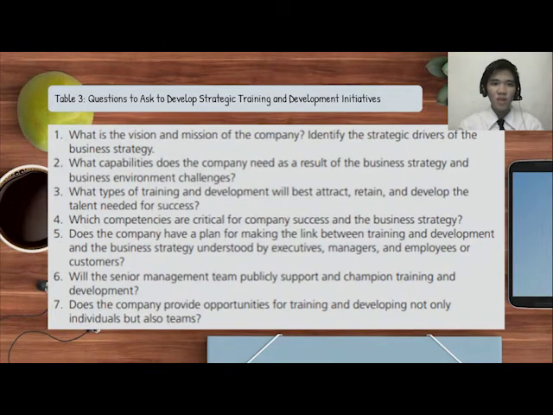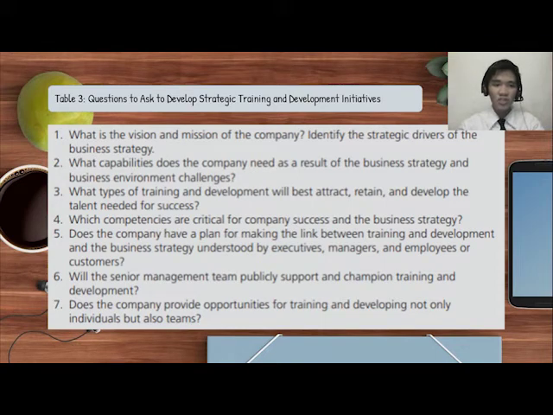Next, these are the questions to ask to develop strategic training and development initiatives. First, what is the vision and mission of the company, and what are the strategic drivers of the business strategy? Second, what capabilities does the company need as a result of the business strategy and business environment challenges? Third, what types of training and development will best attract, retain, and develop the talent needed for the success of the company? Fourth, which competencies are critical for the company's success and the business strategy?